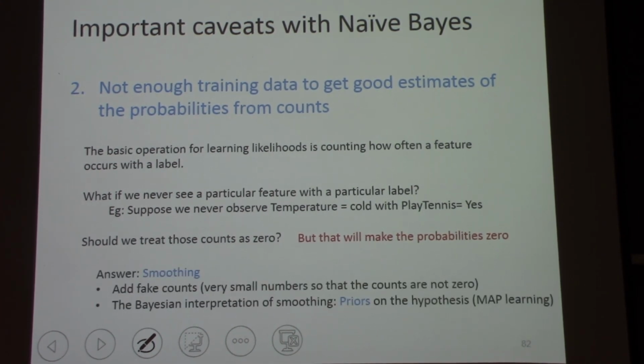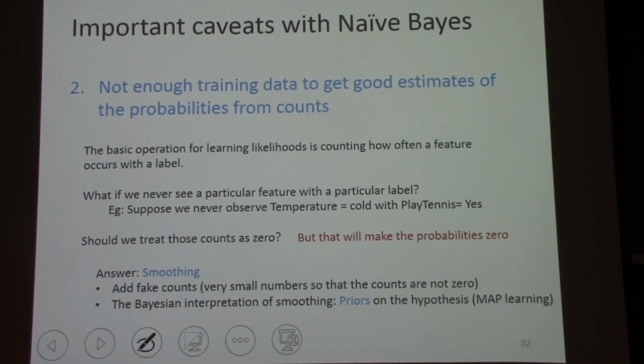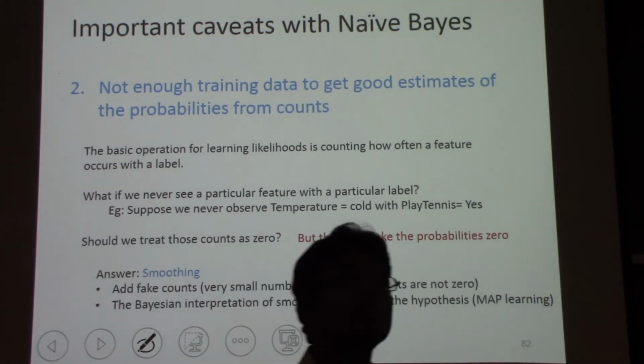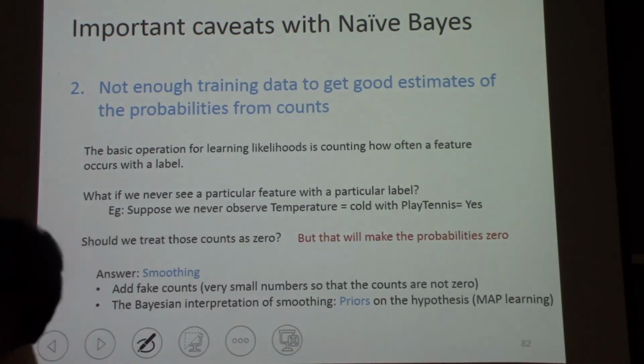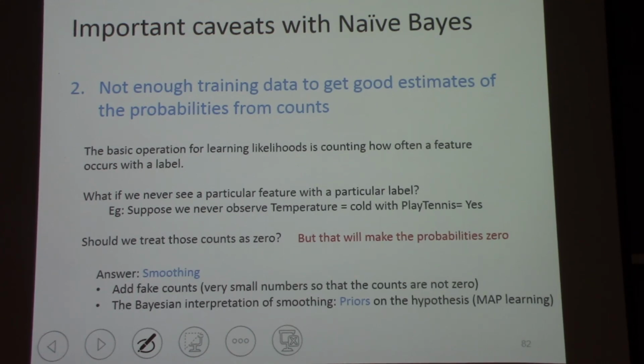There's a giant body of work on the solution to this problem. It broadly falls under the umbrella of smoothing. The simplest form of smoothing is you add fake counts. You start off with the assumption that you have seen everything a little bit. Instead of starting your counter at 0, you start all counts at some small number, epsilon, so that you never end up with zeros. That is called Laplace smoothing.